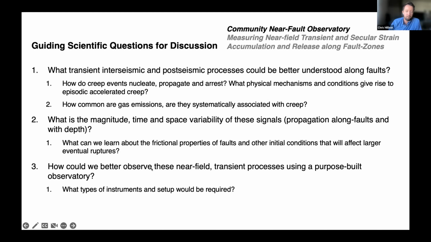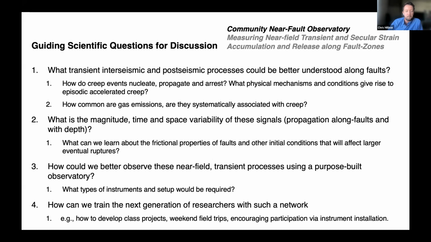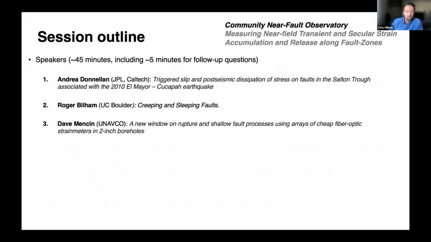Third, how could we better observe these near-field transient processes using our purpose-built observatory? So hopefully we'll talk about the types of instrumentation that are required and what the setup would look like. And lastly, we want to try and discuss how we can train the next generation of researchers with such a network. So how could we maybe develop, for example, classes or weekend field trips or kind of training exercises to install instruments along these faults? So those are the main questions we want to try and hopefully cover today.